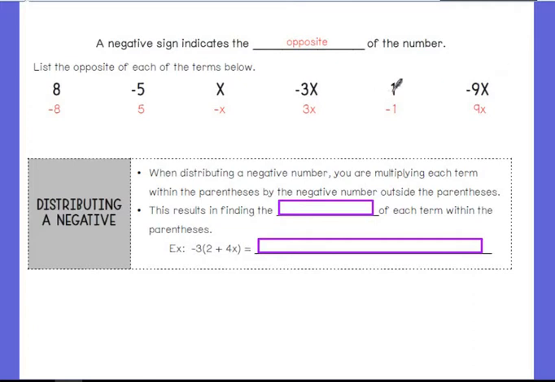Alright, now that we got that established, now we're going to talk about distributing a negative number. When distributing a negative number, you are multiplying each term within the parentheses by the negative number outside the parentheses. So our distributor is going to be on the outside this time. This results in finding the opposite of each term within the parentheses.